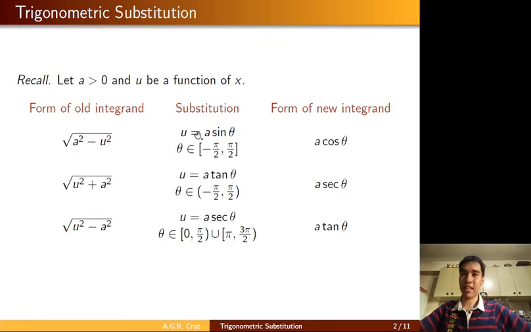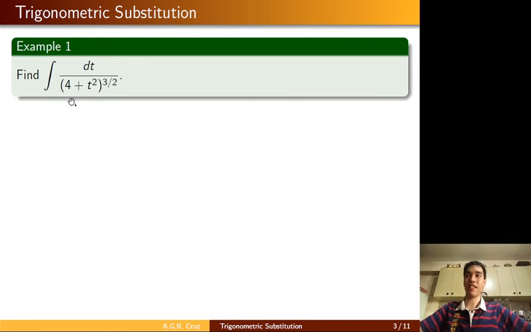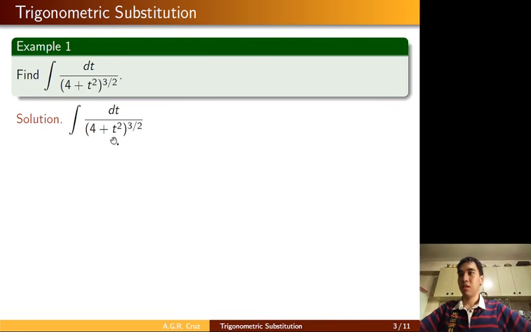So para mas madali nating ma-ingest yung trigonometric substitution, let's start with this example here. Let's determine the integral of dt divided by 4 plus t squared all raised to the power 3 halves. So first, let's express the integrand in radical form. So 4 plus t squared all raised to the power 3 halves. Remember, anything raised to the power 1 half, that's the square root of that something as well. Okay?